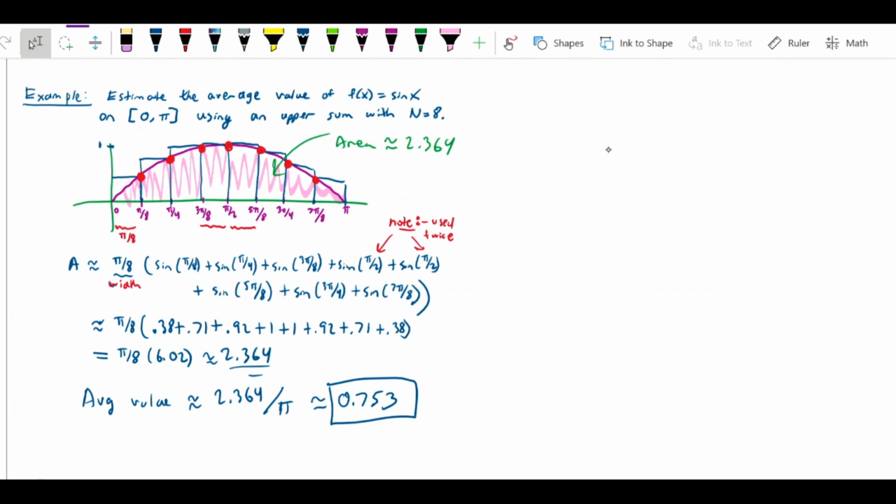And of course, later on in the course, we'll have a way to find the exact area, and then we can divide it by the length of the interval. But right now, we can only find the approximate area under a function.